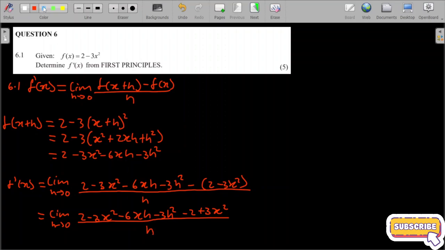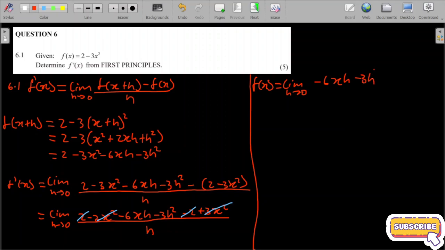Then from here, I'm looking for the like terms. The like terms that I know here, this one is going to cancel this one. And remember, 2 also cancels 2. And then what is left here is f'(x), the limit as h approaches 0. So I'm left with negative 6xh minus 3h squared all over h.